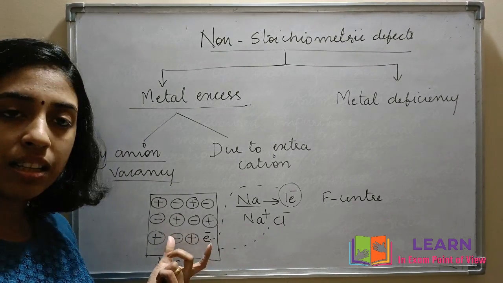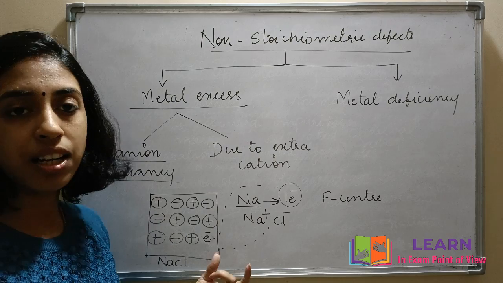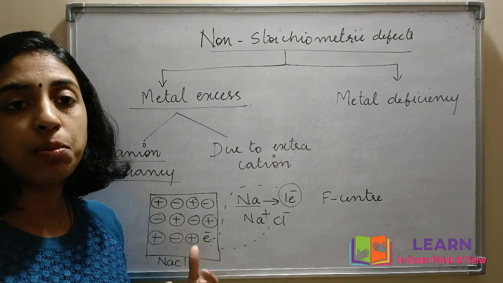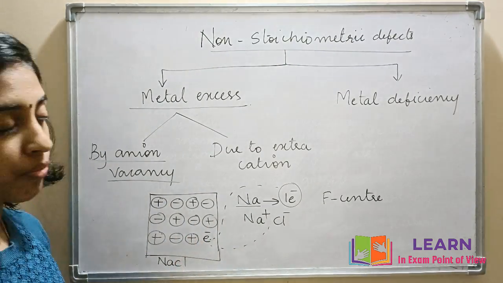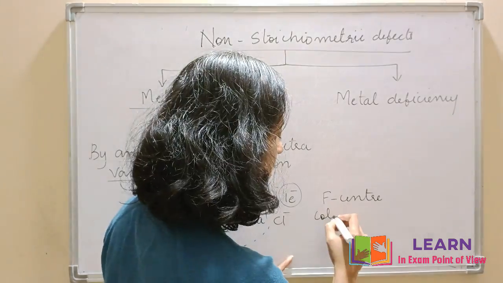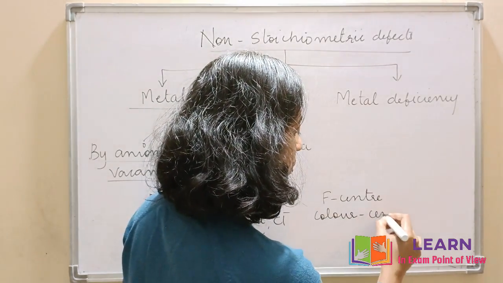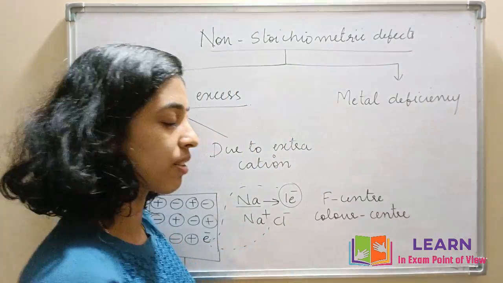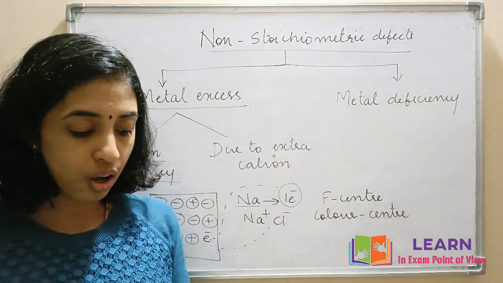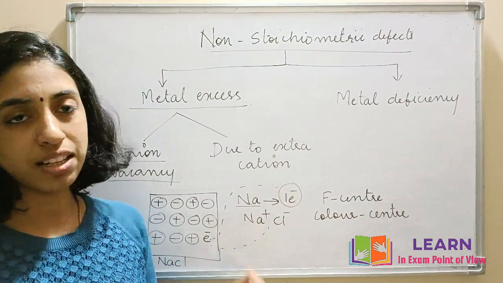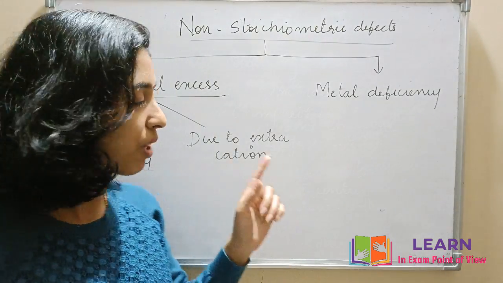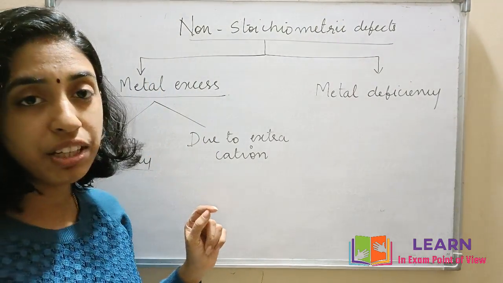So NaCl crystal is colorless. When we heat it in the presence of sodium vapor, it becomes yellow because of this F center. That is why it is also known as color center. Okay, that point is really important. Okay, hope it is clear. Now we will discuss due to extra cation. Okay, so the next metal excess defect is what?